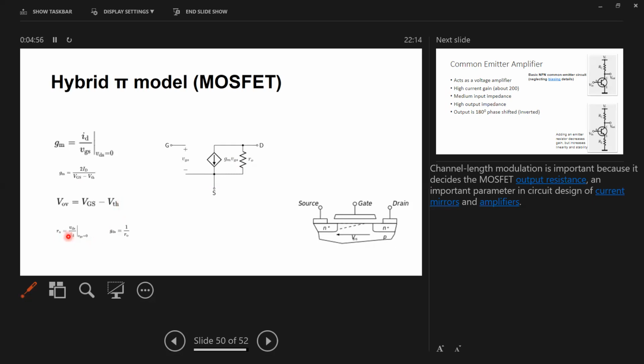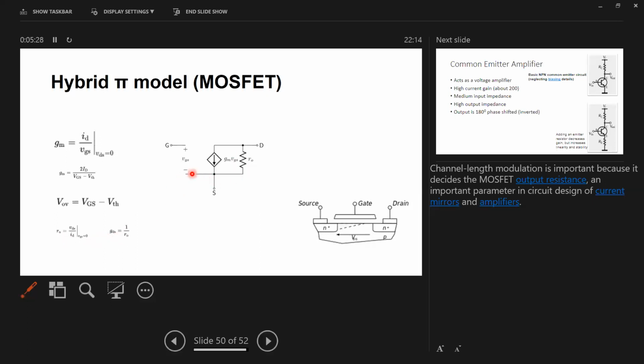Now, the final parameter is your output resistance RO, which is a ratio of voltage by current. It is the output voltage divided by the output current, keeping the input voltage across gate and source equal to zero. Again, the small quantities indicate AC analysis quantities. Take the reciprocal of RO, and you get the output conductance.